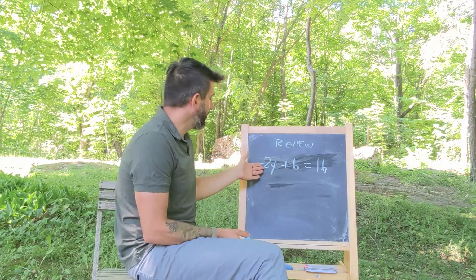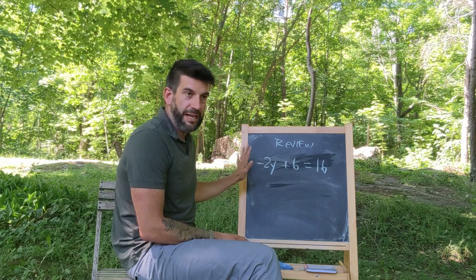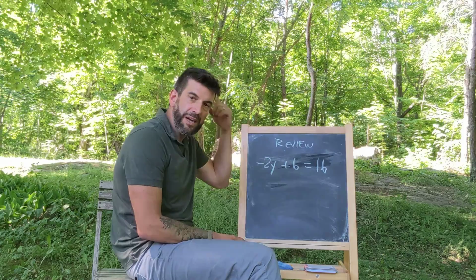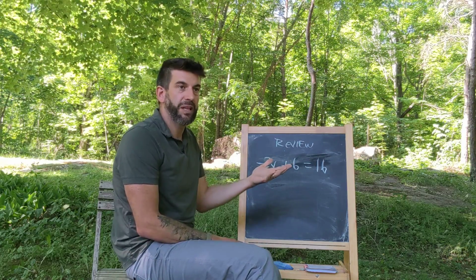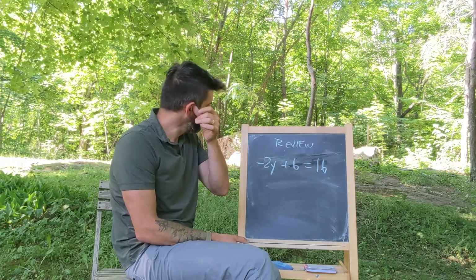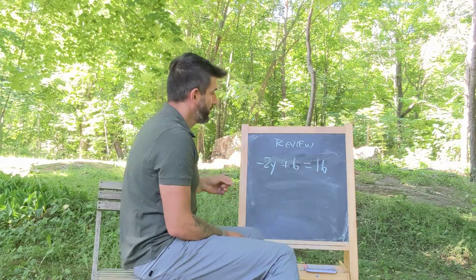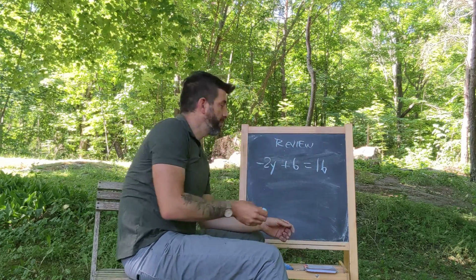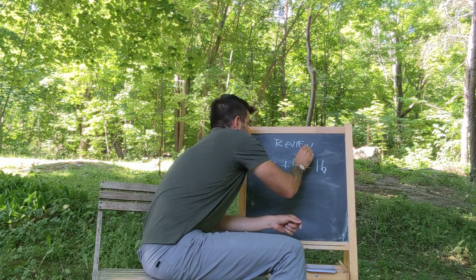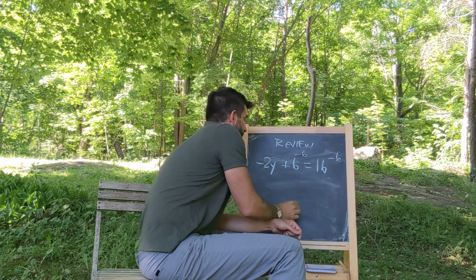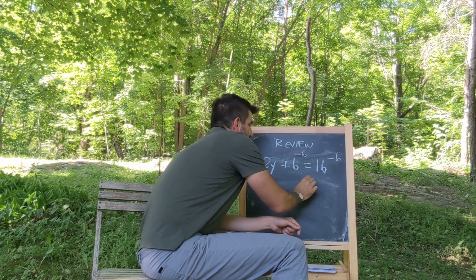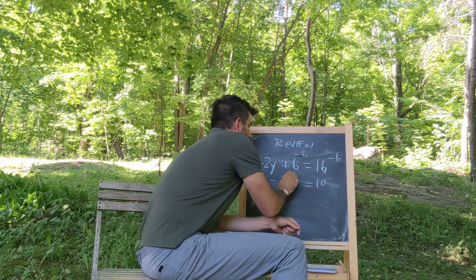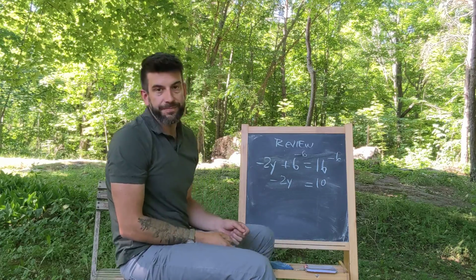Okay, so here I've got a negative leading coefficient. I just have to remember that eventually I'm going to be dividing by that, right? So that's why I have to go back to what I do when I divide and multiply integers. Same thing as before, I'm going to get rid of my positive 6 first. So I'm going to subtract 6 on this side. 16 minus 6 gives us 10. I have negative 2y equals 10.